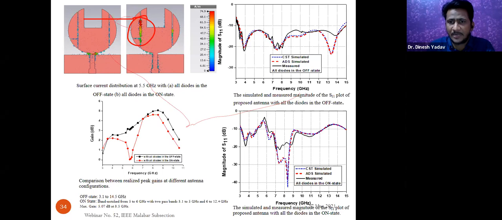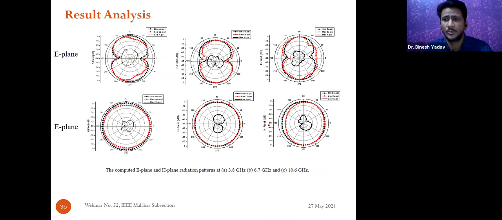You can see there is a red one and a blue one, which are the analyses from the two simulator softwares, along with the circuit analysis, and the measurement has also been taken. There is a good matching that has been found in this antenna, so it has been published in a good journal.